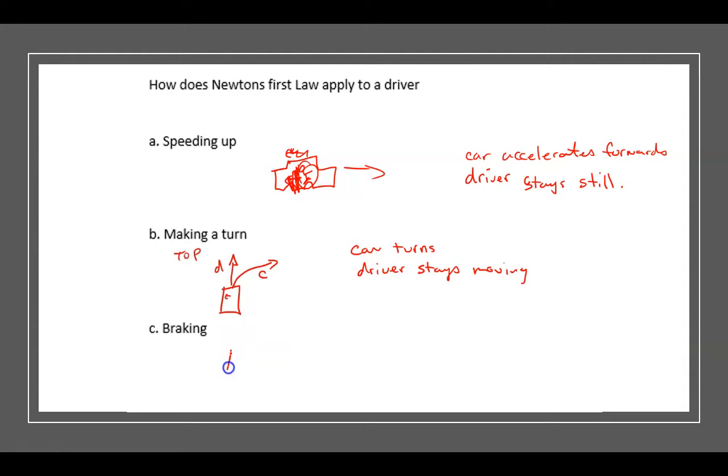What happens when we're braking? Well, the car stops and the driver stays moving. And so the driver feels a force to go forward. It's really because the car has stopped moving and the driver is continuing moving forward.